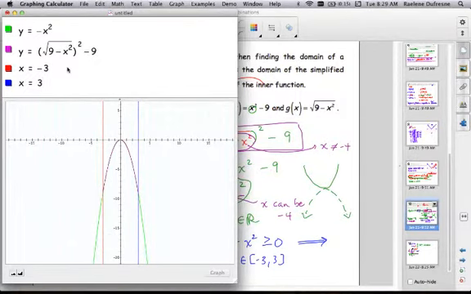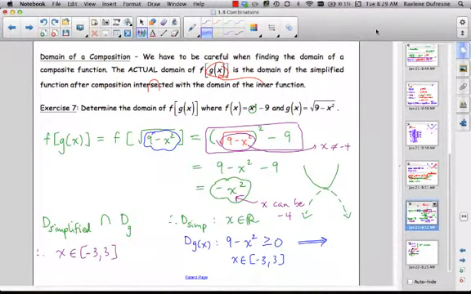So we do have to be careful of domain. As a general rule, when working with any function, know its domain before you proceed to do anything.